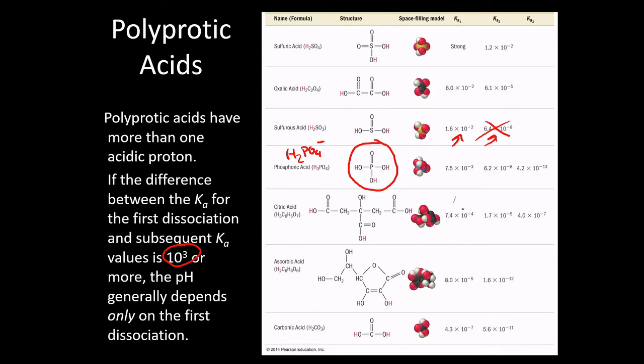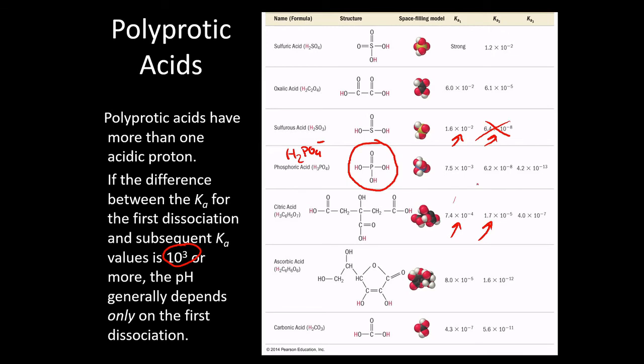If we have this, on the other hand, so citric acid, the first and second deprotonations are actually decently close to one another. So we have 7.4 times 10 to the -4, and then 1.7 times 10 to the -5.